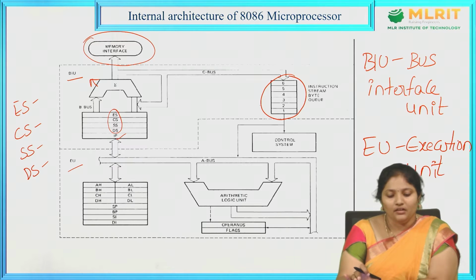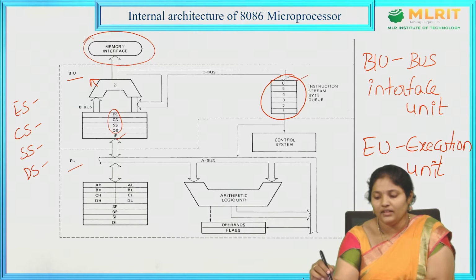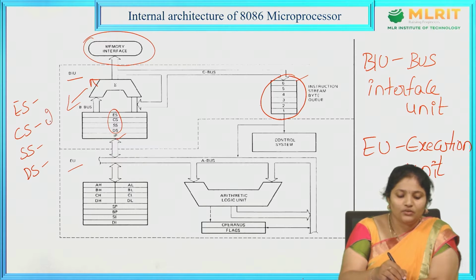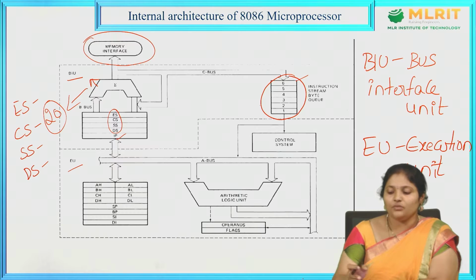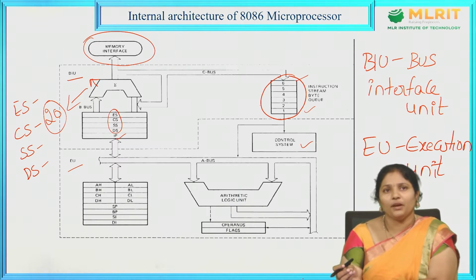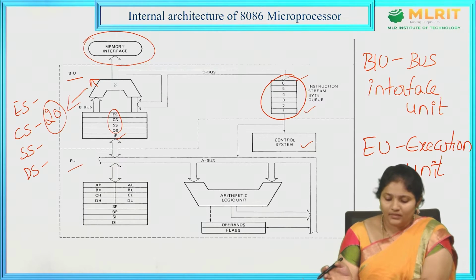This BIU is responsible to fetch the instructions and to prefetch the instructions, which are held by the queue, and to calculate the 20-bit physical address. And the execution unit is responsible to execute the instructions which are already prefetched by the queue. The control system is used to send the control signals to read the data from the memory or to write the output to the memory or external outputs.